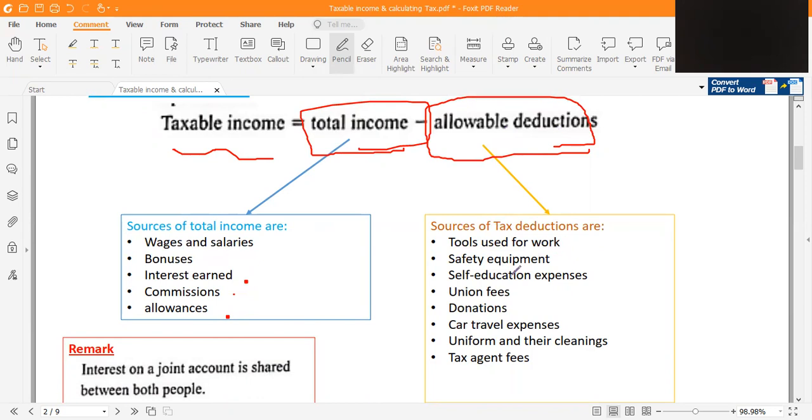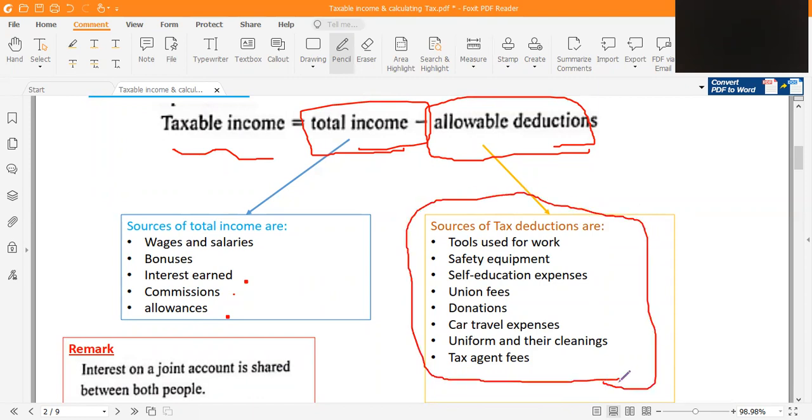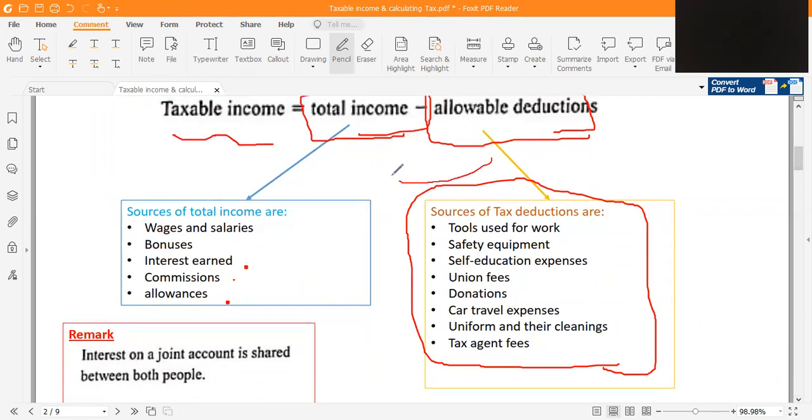Deductions include tools used for work, safety equipment, self-education expenses, union fees, donations, car travel expenses, and so on. Such fees or expenses don't enter in the tax calculation process. For this reason, we subtract them from the total income to obtain the taxable income.